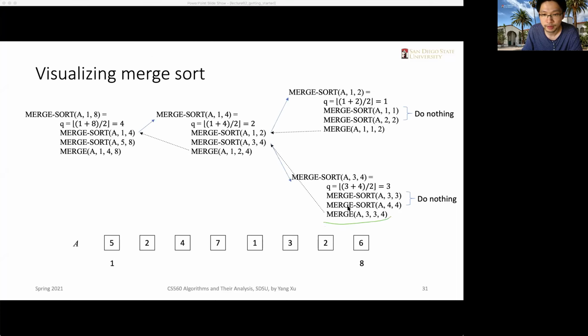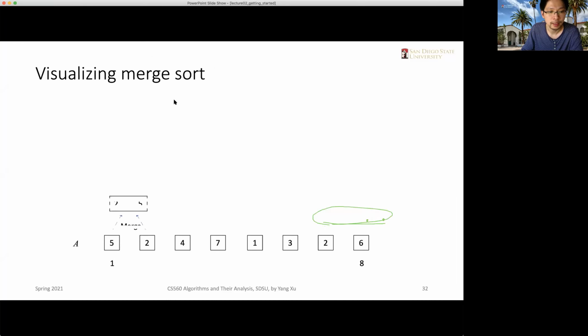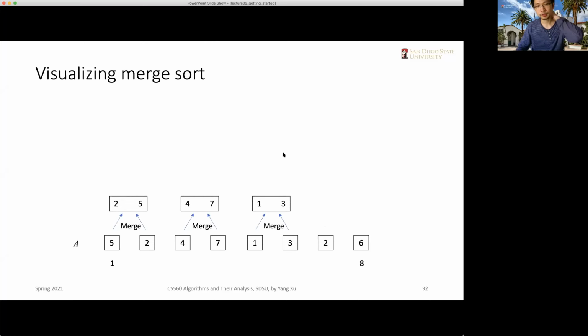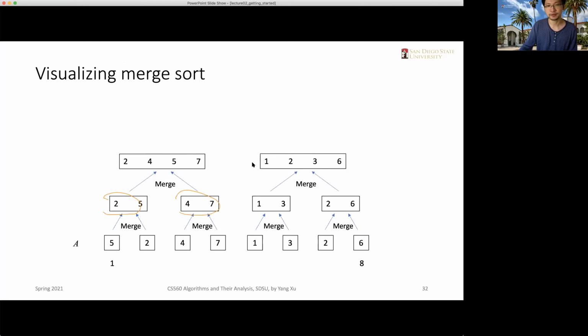It is listed right here, okay? We're merging the third element and the fourth element. And the result is the elements in sorted order, which is 4 and 7, and so on. We'll merge the 5th and 6th, 7th and 8th, okay? And then in the next level of merging, we are actually merging the two subsequences of 2 and 5 and 4 and 7, okay? And the result of merging is 2, 4, 5, 7. And similarly, on the right, the merging will be 1, 2, 3, 6.